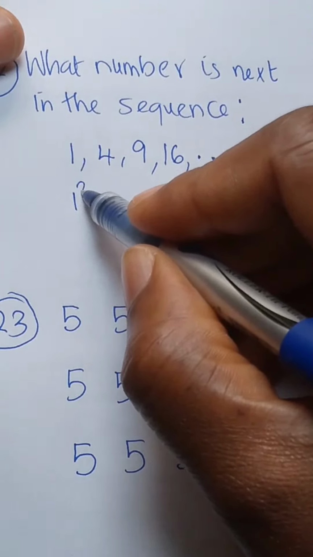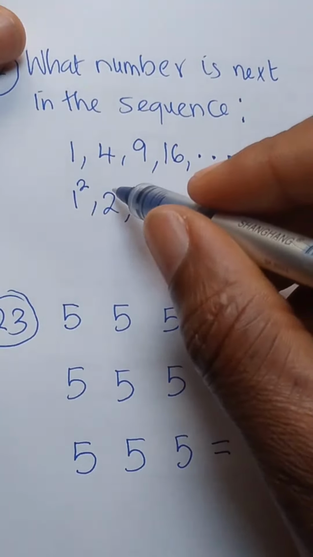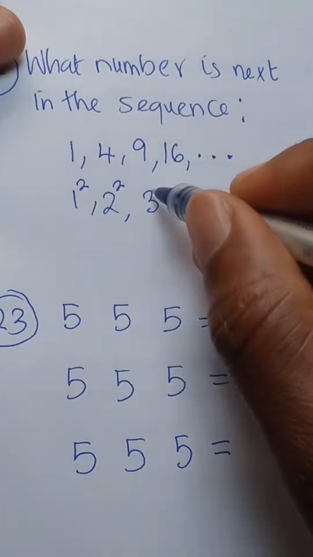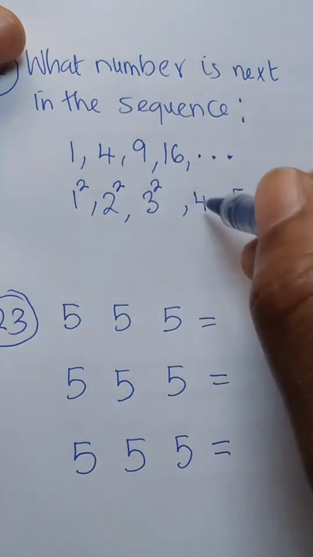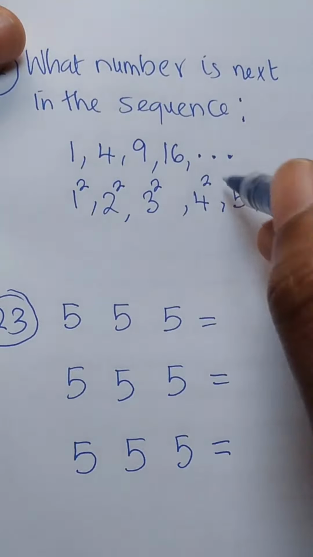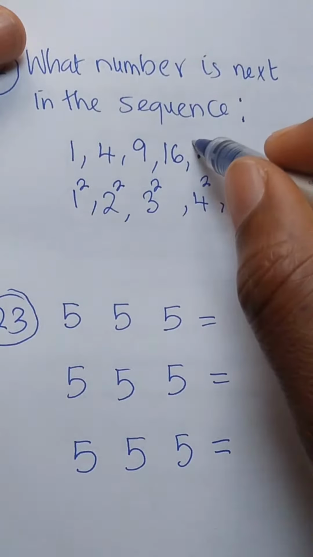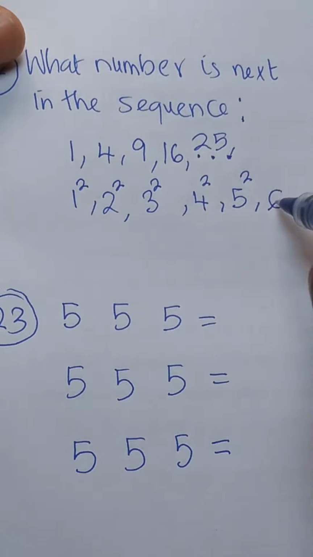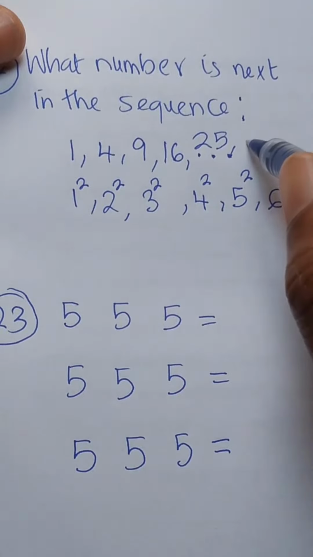1 square is equal to 1. 2 square is equal to 4. 3 square is equal to 9. 4 square is equal to 16. So the next number is 5 square, and this is 25. Then the next number is 6 square, and that is 36.